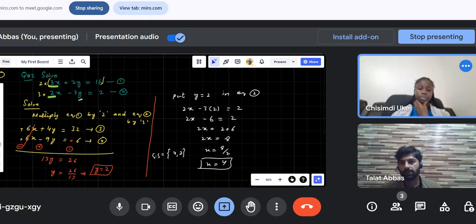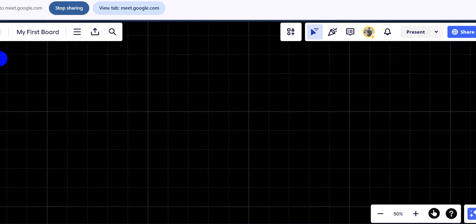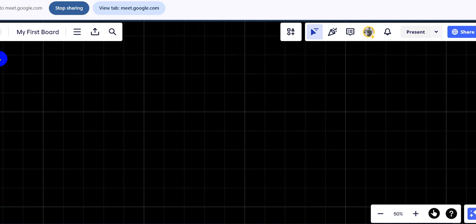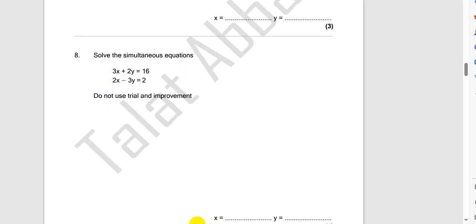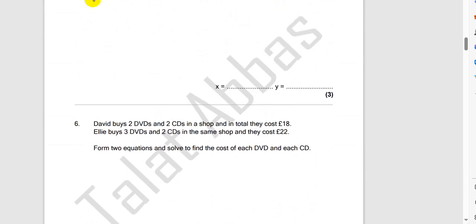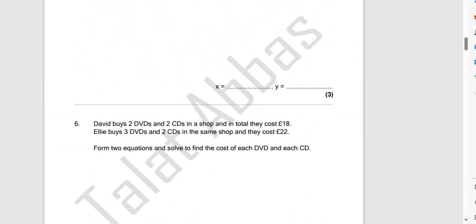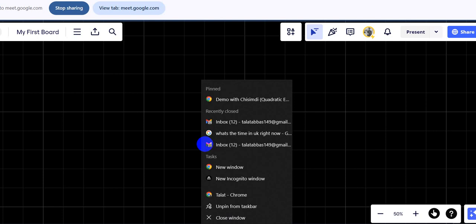Okay, so now I'm gonna solve a word problem. In any word problem, we just need to convert the theoretical question into some equation. So the statement is, I'm gonna write, David buys 2 DVDs and 2 CDs in a shop. Question 3.